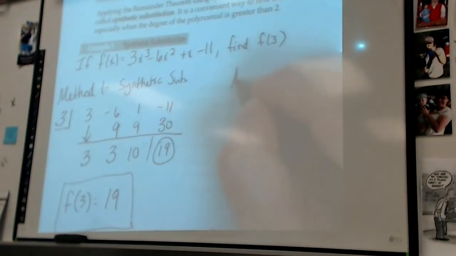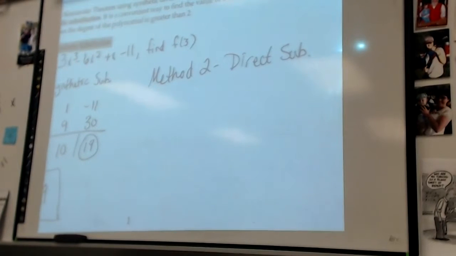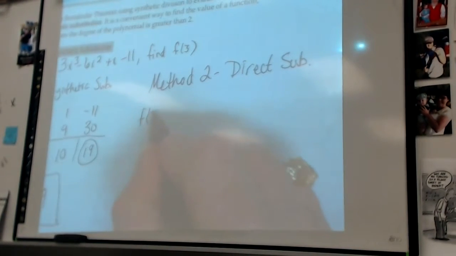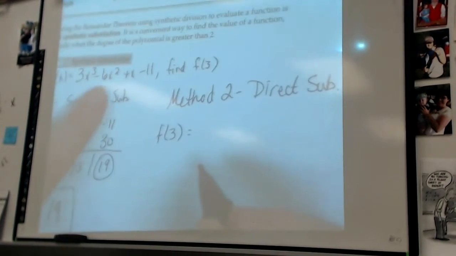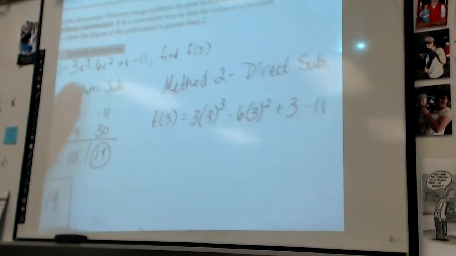All right, now let's do method 2, just so you can see. This is called direct substitution. This is what you've always done when you want to evaluate a function for a value. So if we want to find f of 3, then we take our function and plug in 3 where we see x. So we have 3 times 3 cubed minus 6 times 3 squared plus 3 minus 11.